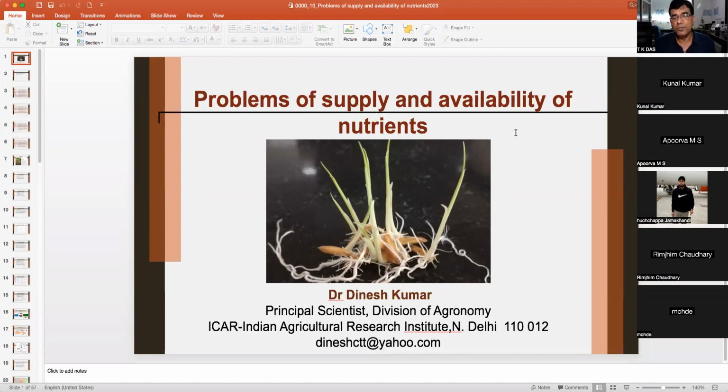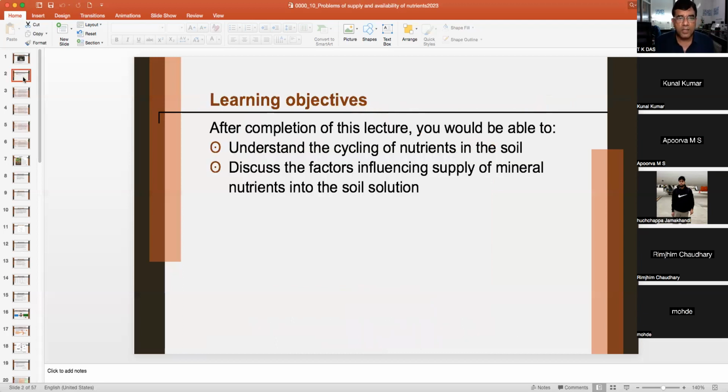Nutrients can move near to the roots by mass flow or diffusion, or plant roots can directly take up nutrients if they are able to reach the ions or molecules. So these kinds of subjects we are going to discuss. Overall, the objective is to understand the cycling of nutrients in the soil. Means what are the different routes of output and input of nutrients, how nutrients are lost from the soil, and how they come back to the soil.